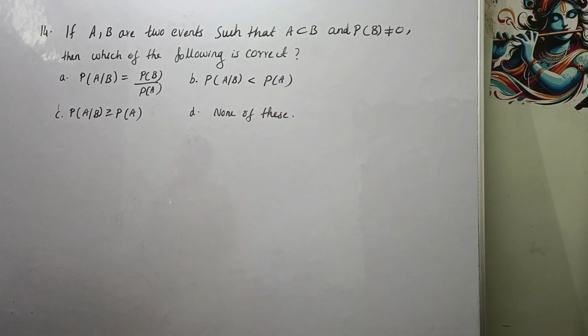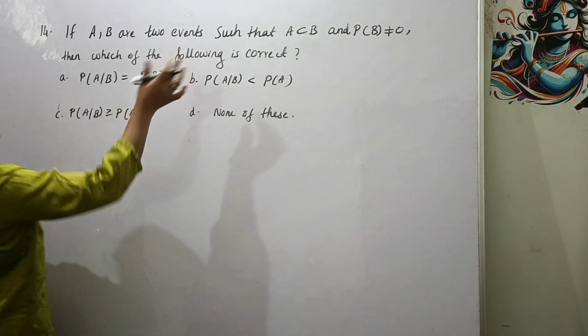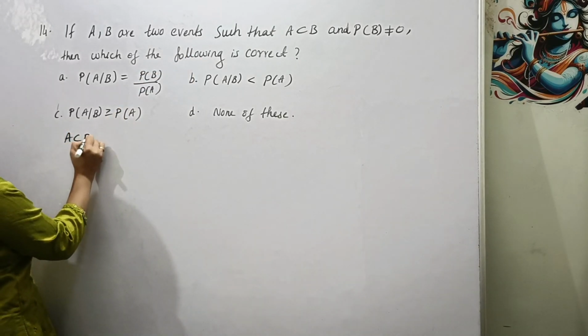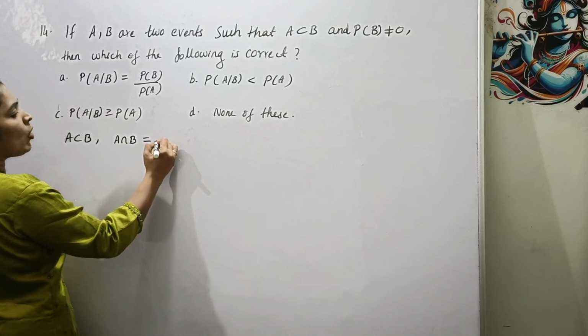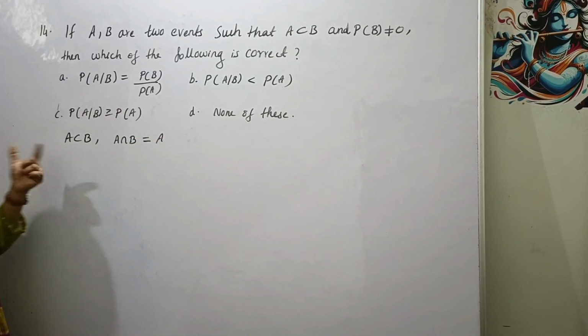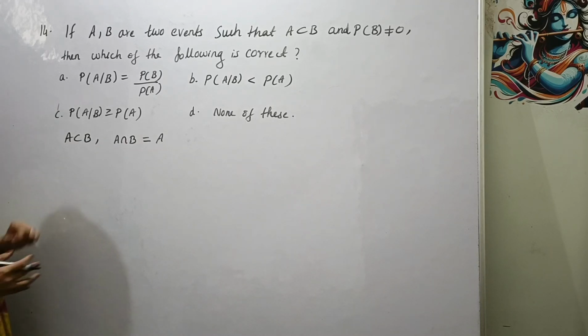If A, B are two events such that A subset of B and the probability of B not equal to 0, then which of the following is correct? See here, it is given that A subset of B. Since A subset of B, what is A intersection B? Obviously it is A, right? Because A subset of B. Therefore A intersection B is equal to A.